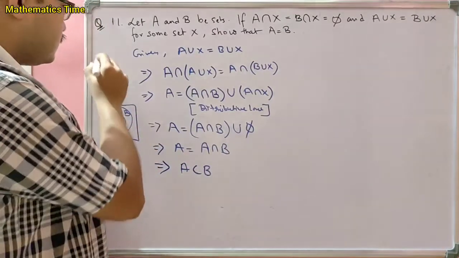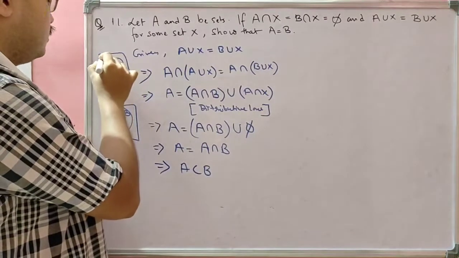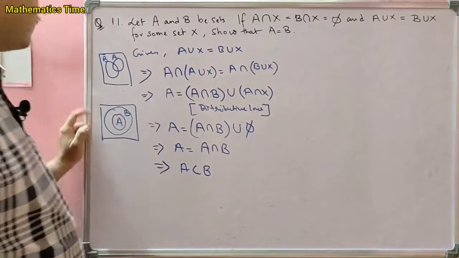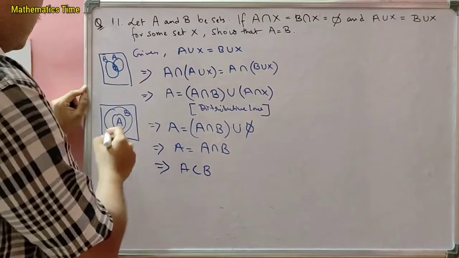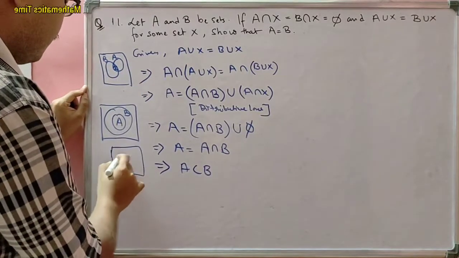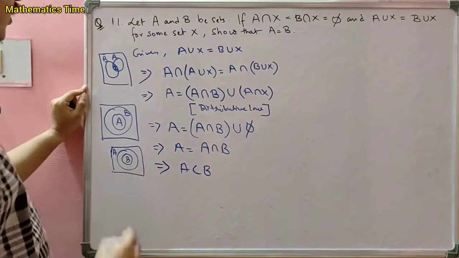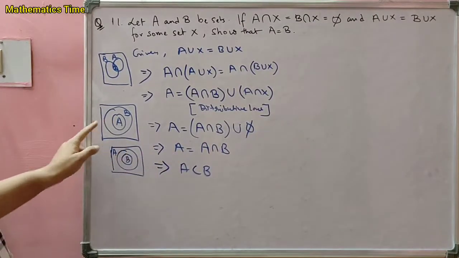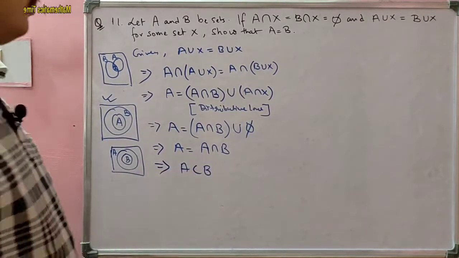You can take any other cases, like if you take this is B, this is A. Okay, this is B, this is A. Their intersection will not be A. Their intersection will be this portion. Okay, and if you take the bigger set as A and the smaller set as B, then their intersection will be B, not A. So only this condition satisfies A is equal to A intersection B. That is A is subset of B.